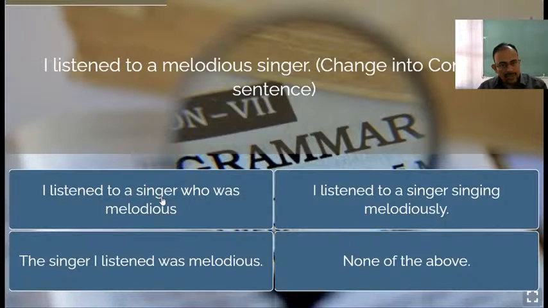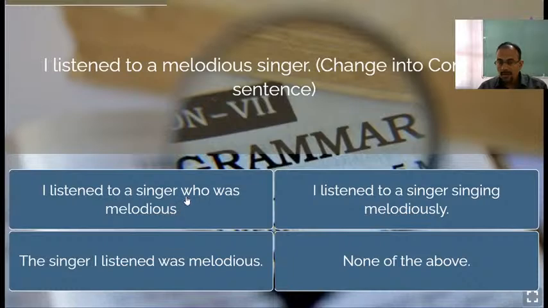I listened to a singer is the principal clause, who was melodious is the subordinate clause. Okay, so we have one example of a complex sentence in the very first option itself, right? See, I listen to a singer is a principal clause because it is not dependent on any part of the sentence. Who was melodious is a subordinate clause because it is dependent on the main part of the sentence, that is singer. Okay, if I just say who was melodious, it doesn't make sense.